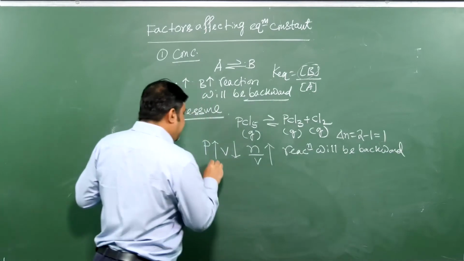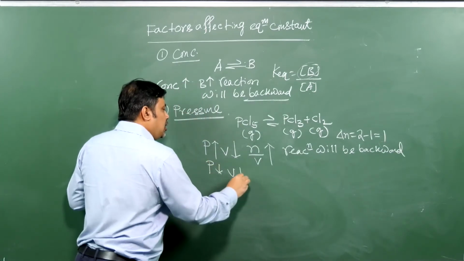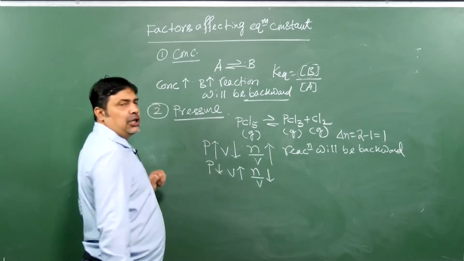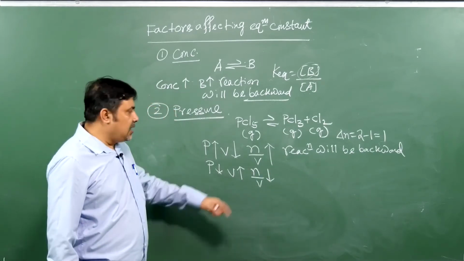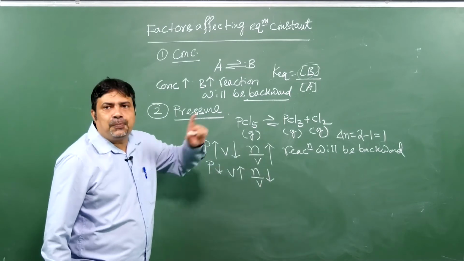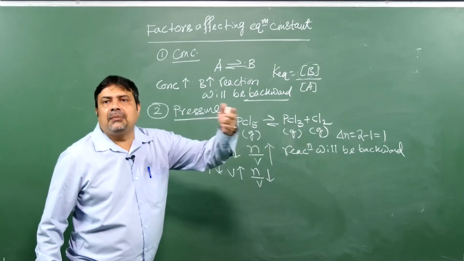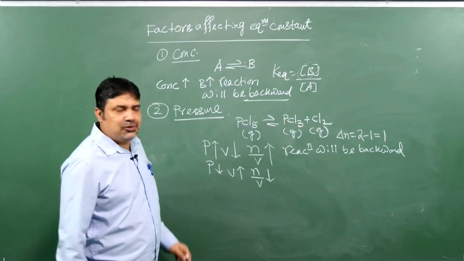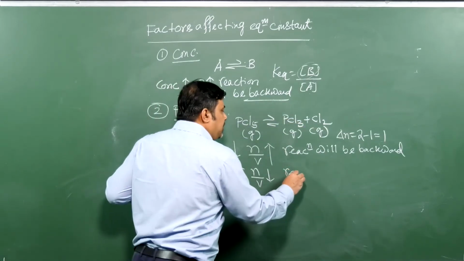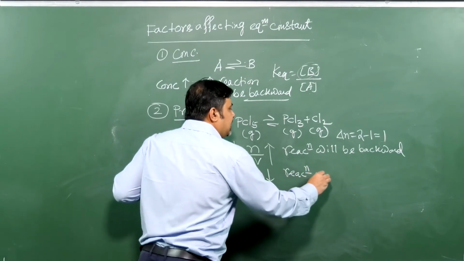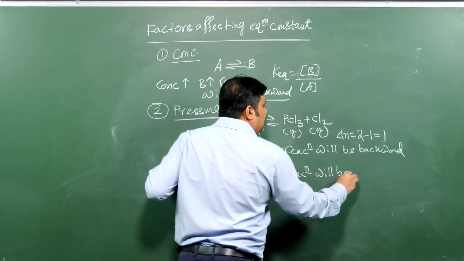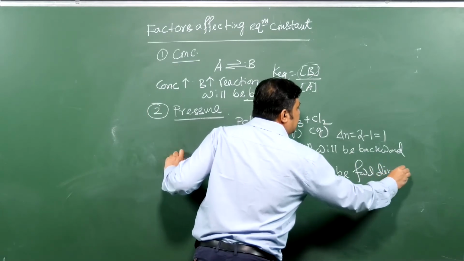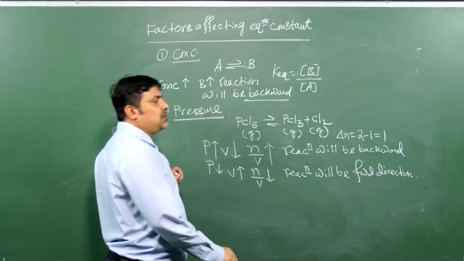In the same way, if you decrease the pressure, then the volume will increase. As the volume increases, the number of moles per unit volume will be less. When the number of moles is less, the reaction will proceed towards the direction where the number of moles will increase. So in the forward direction the number of moles will be more, so the reaction will proceed in the forward direction. This is what you have to understand.